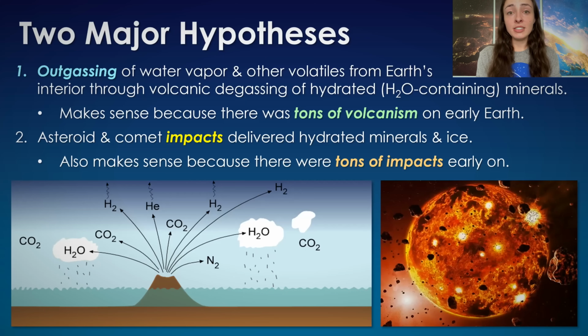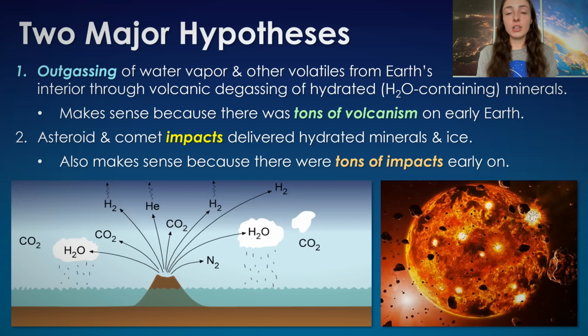Our mantle contains a lot of hydrated minerals, and these hydrated minerals then become dehydrated upon melting, and this dehydration leads to the release of water vapor out of volcanoes, along with a lot of other dehydrated gases from those materials. So the assumption here for hypothesis number 1 may be that hydrated minerals accreted to form Earth.